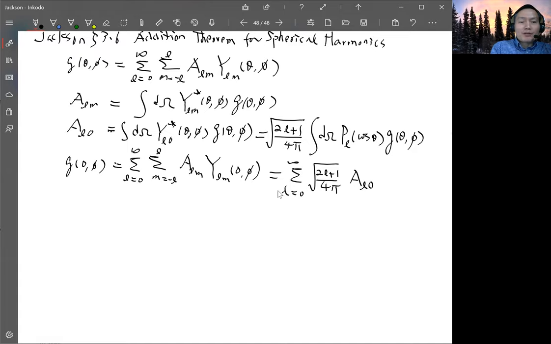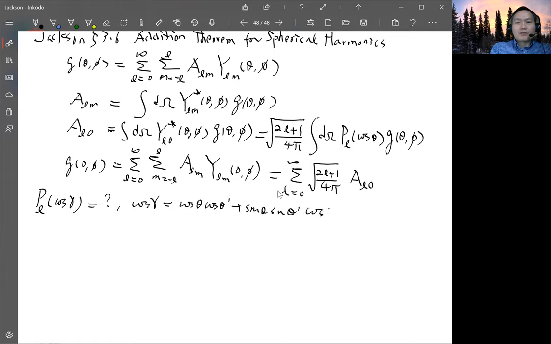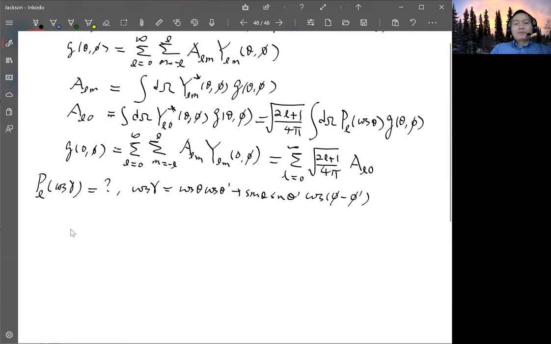Basically what we want to expand is P_L of cosine gamma, instead of cosine theta. We want to expand this in the spherical harmonics of theta and phi and theta prime and phi prime. So we want to find out what this is. Remember, cosine gamma is cosine theta cosine theta prime plus sine theta sine theta prime cosine of phi minus phi prime. So if you have x and x prime, gamma is the angle between the two.